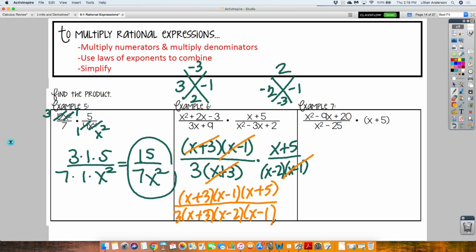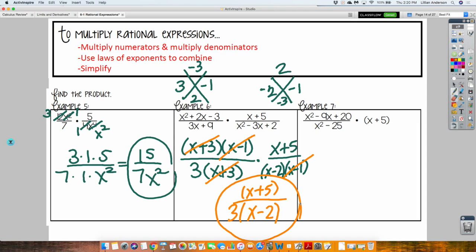So what am I left with once I cancel out all the things that are in common? x plus 5 on the top over 3 times x minus 2. And that's our answer, because I can't go any further than that. Yes? That would not be wrong. That would still be correct. So yes, you could multiply that through and get 3x minus 6. That's fine.